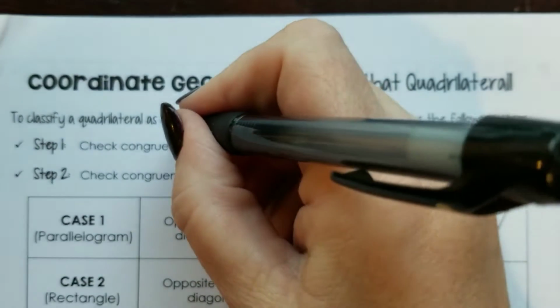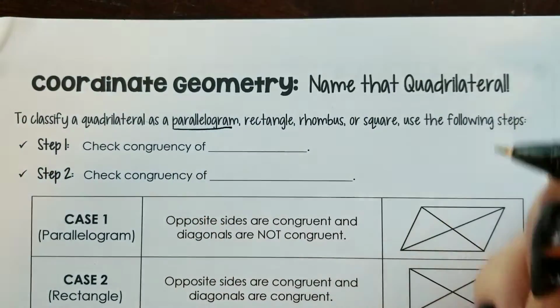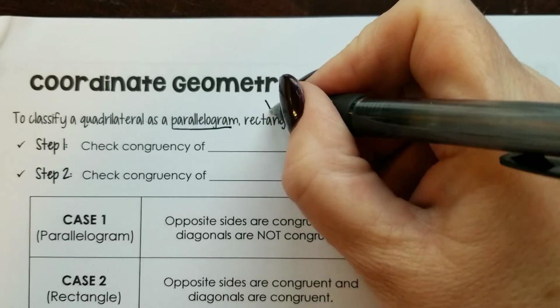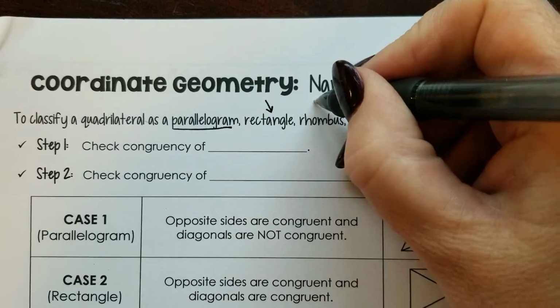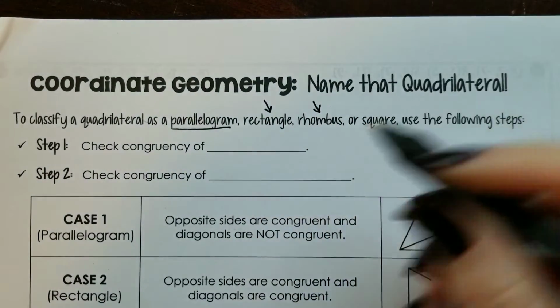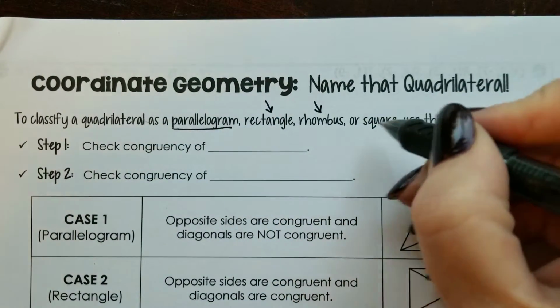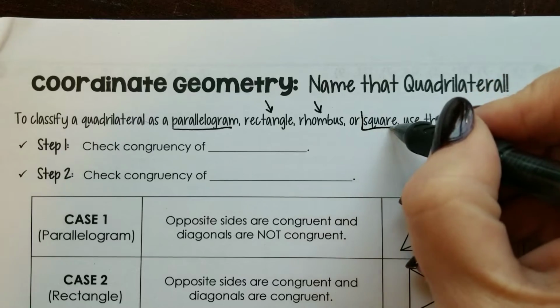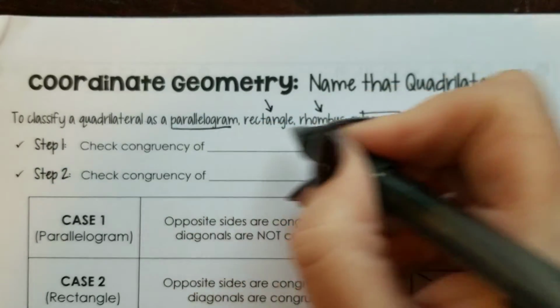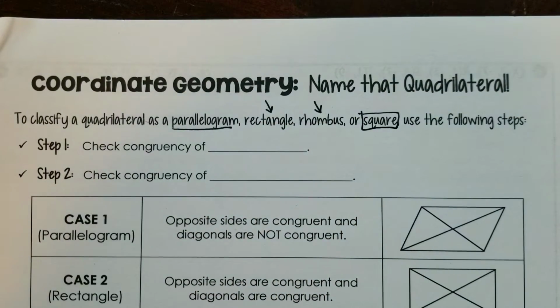We first learned about parallelograms. And then there were two special kinds of parallelograms that we learned about, rectangles and rhombi. And if they are both a rectangle and a rhombus, as we say, it is a square. So we have four types of quadrilaterals that we're going to classify when they are drawn in the coordinate plane.